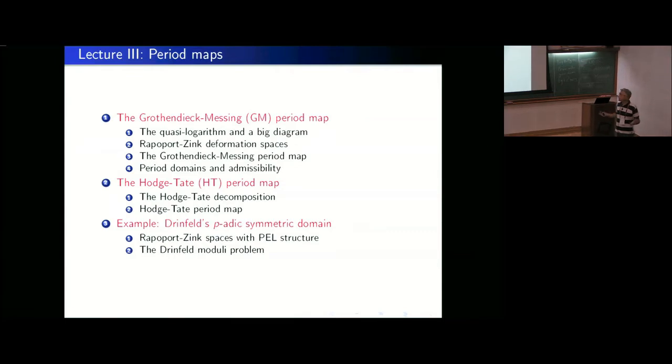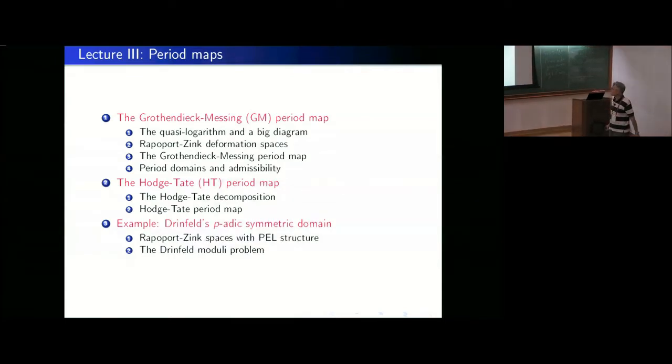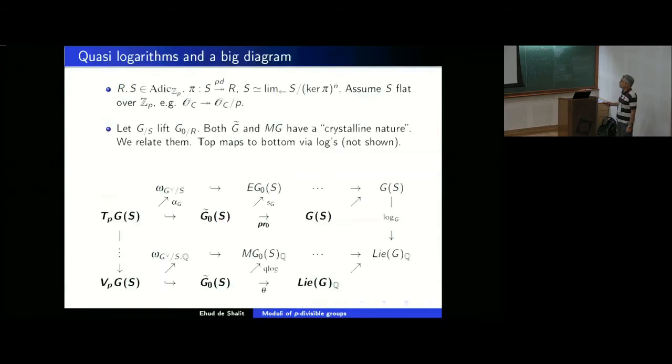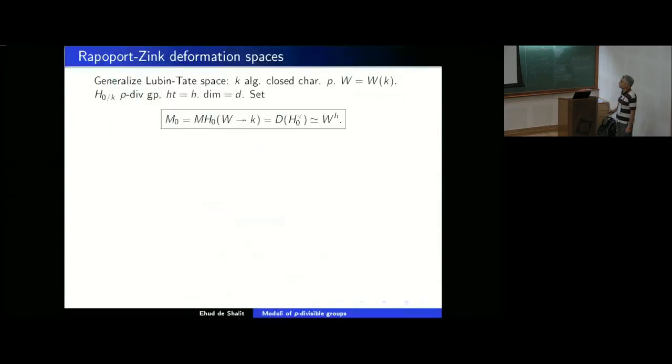And we will gradually increase our pool of deformation examples. We started with Lubin-Tate. I will start now talking about Rapoport-Zink deformation spaces, first without PEL level, and I will say something, not much, about PEL level because I will want to introduce the Drinfeld example, which is very basic. So let's start with Rapoport-Zink deformation spaces.